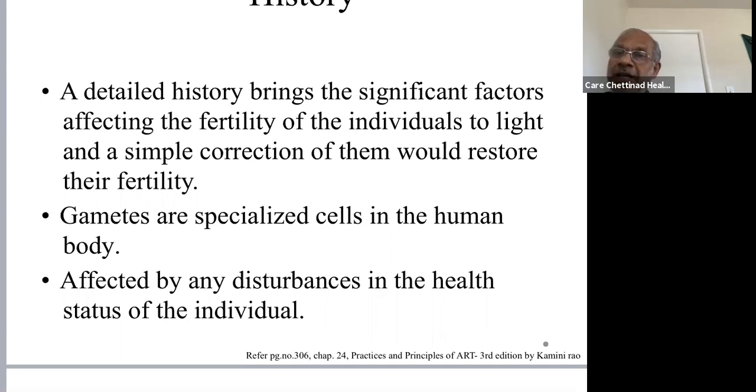Even when you are doing a clinical embryology job, please ask the man, how did he collect the semen sample? It's important. A detailed history brings out the significant factors affecting fertility of the individual. And a simple correction of these would restore fertility.